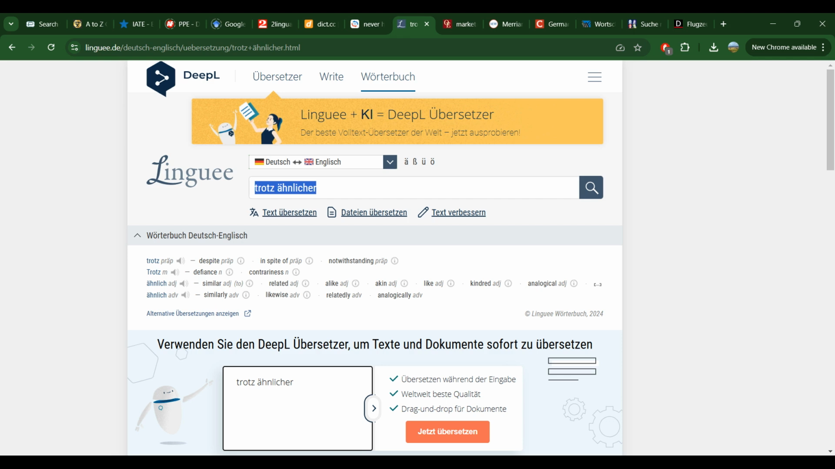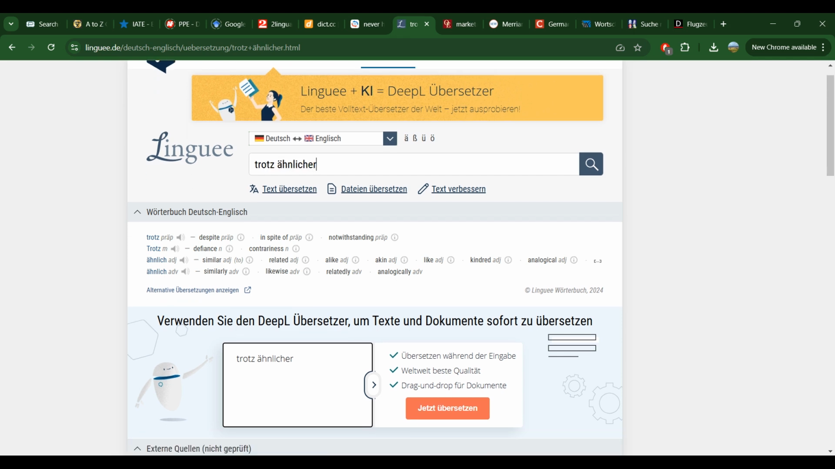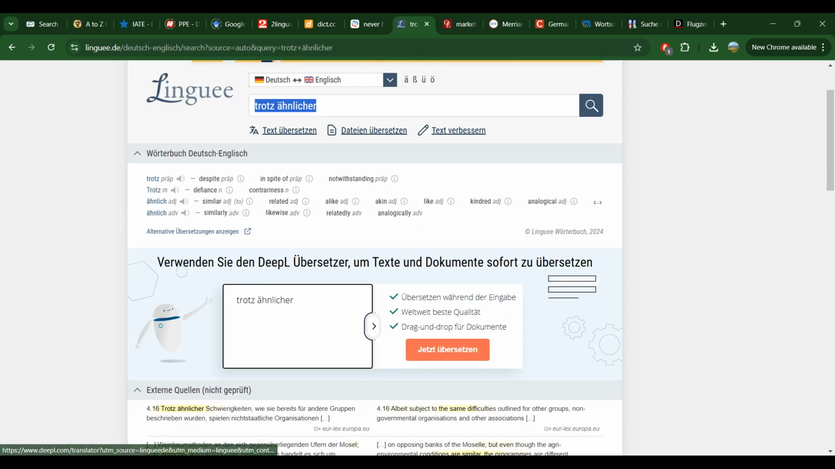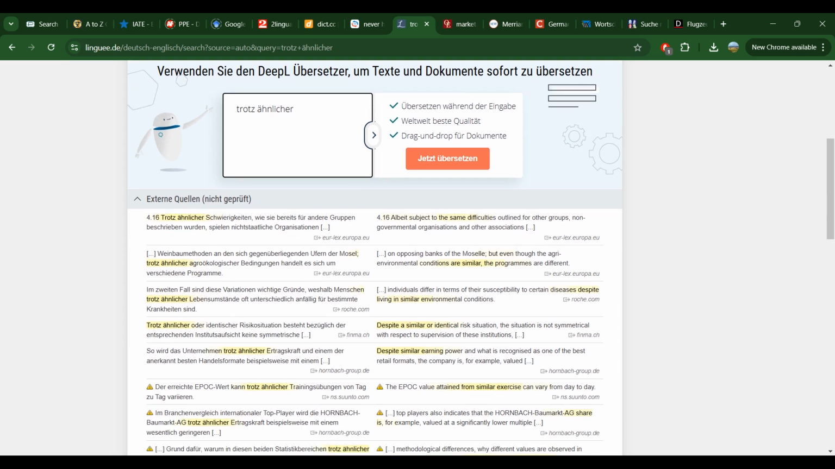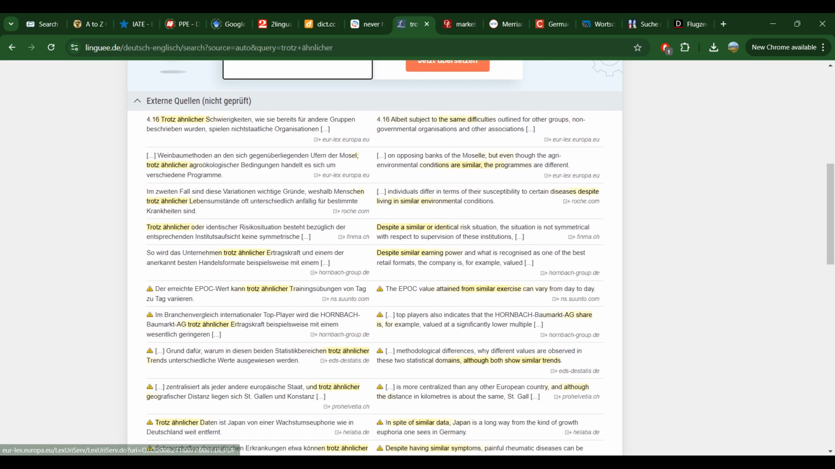Then the next two, Linguee and Reverso, are both in-context dictionaries that I look things up in. For example, the last thing I looked up is "trotz ähnlicher", which is a genitive expression that means "although similar". So I wanted to see how this is used in context. If you look for it, you get resources that are actually very relevant. For example, here you always see the link in the bottom right. So this is from the EU, right?